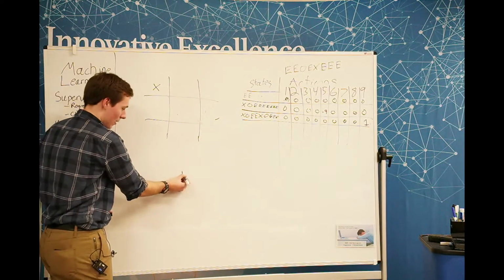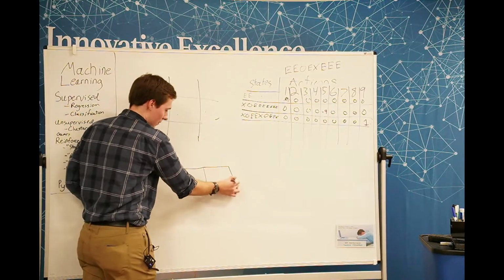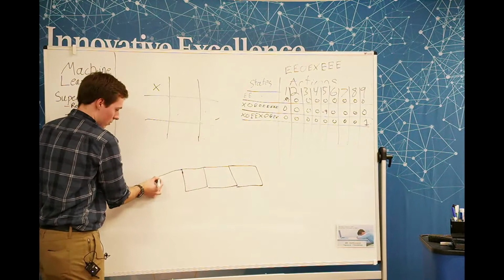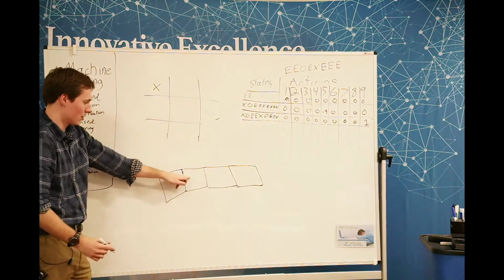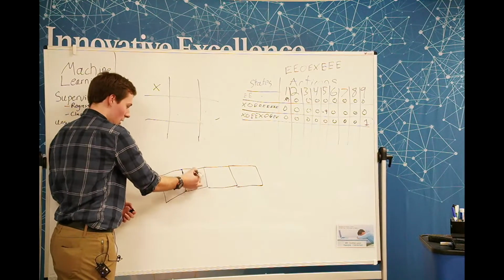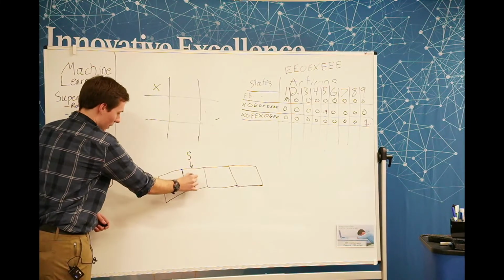Let's say I had a series of squares to stand on and some starting point. I'm teaching him to play some game. I don't know what this is, but here's my starting point. Our agent starts here. So I'll give him a little X.